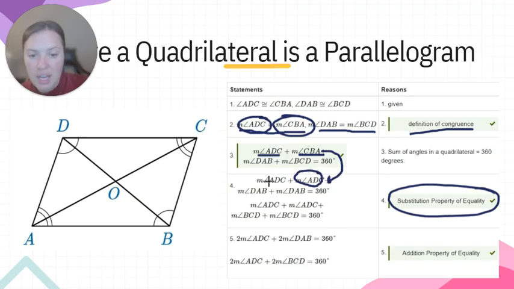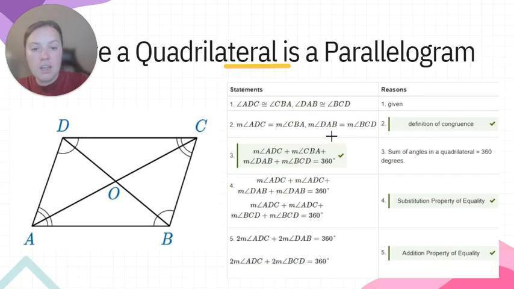ADC. So now we have the measure of angle ADC plus the measure of angle ADC in this equation. And we do the exact same thing with this DAB and BAC. So originally we had DAB plus BAC, but we've replaced the equal value, which is another DAB. And now we have DAB plus DAB. This gives us two of the exact same angles being added up together.